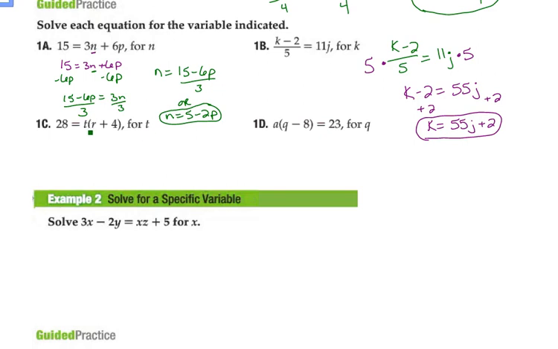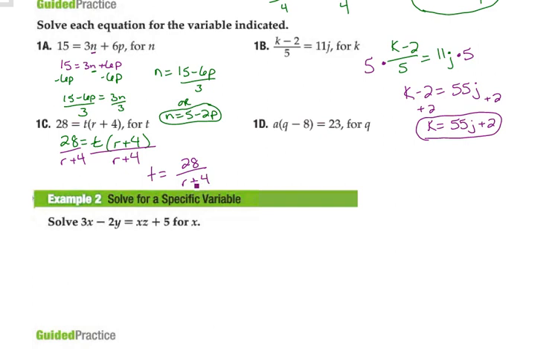Okay, well, let's look at this. What's happening to t? We are multiplying it by this quantity. So how do you undo multiplication? We're going to divide. So rewriting this, since we're multiplying by that whole quantity, I'm going to actually take it and divide by the whole quantity. That parenthesis states that I can do that because it's both of those pieces that I'm multiplying by, so I'm going to divide by both of them. So final answer, t equals 28 divided by r plus 4.